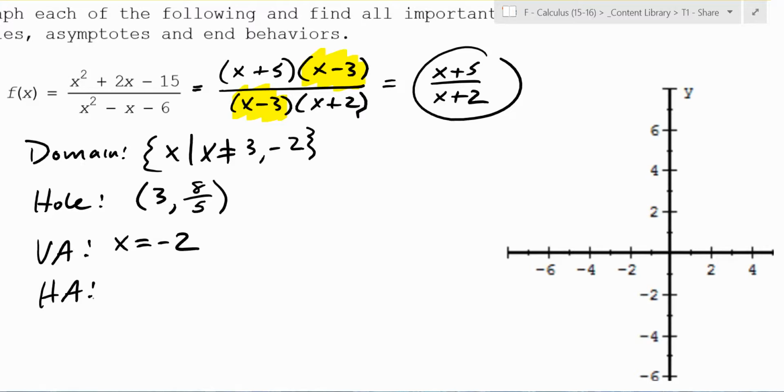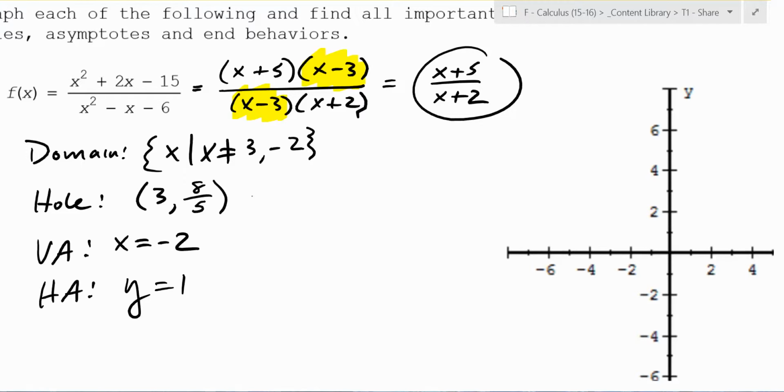So you just look at the what? If the degree is the same, what do you look at? The leading coefficient, which is both what? What's 1 over 1? So what's the horizontal asymptote? Y equals 1. What could we find next? What's another thing we could find? What could we find next, Nick?